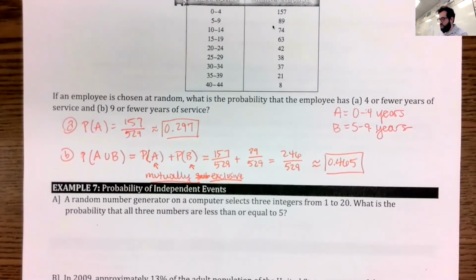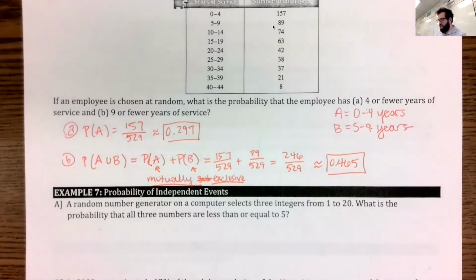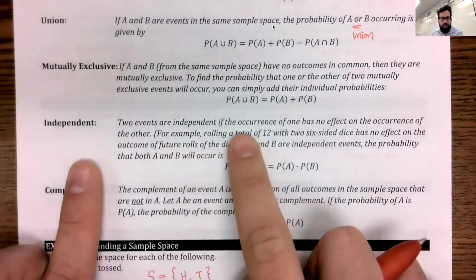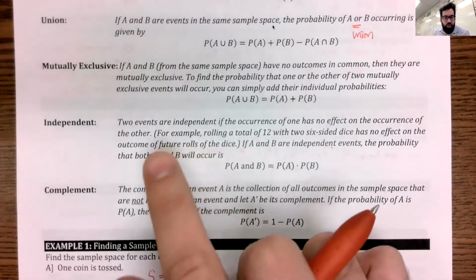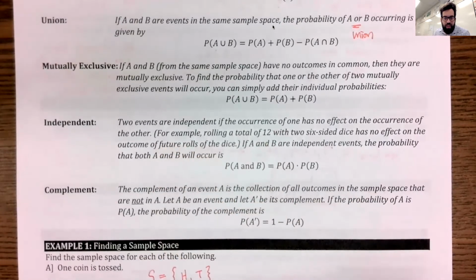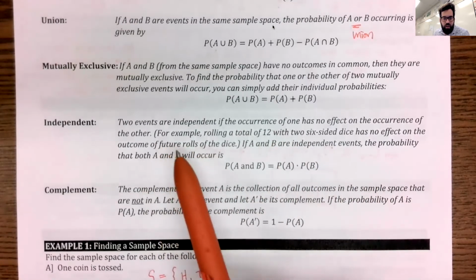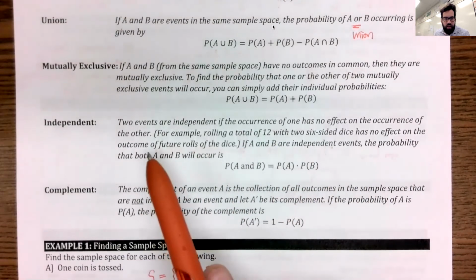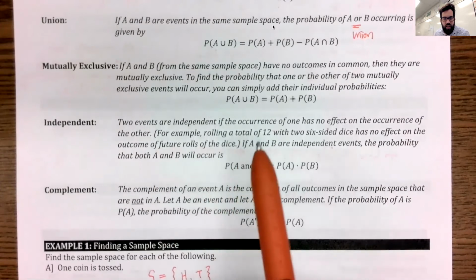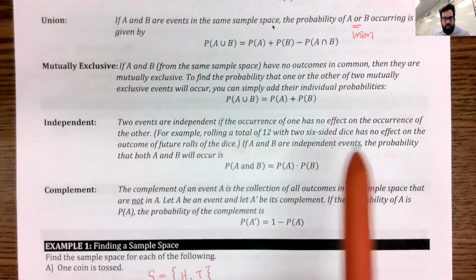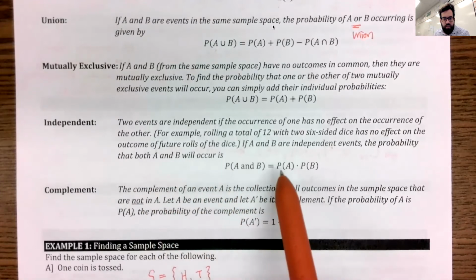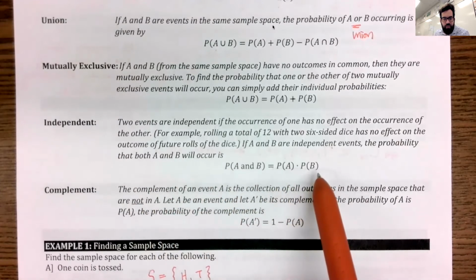There we go. All right, example 7 is all about independent events. Two events are independent if the occurrence of one has no effect on the occurrence of the other. For example, rolling a total of 12 with two 6-sided dice has no effect on the outcome of future rolls of the dice. If A and B are independent events, the probability that both A and B will occur is probability of A times the probability of B.